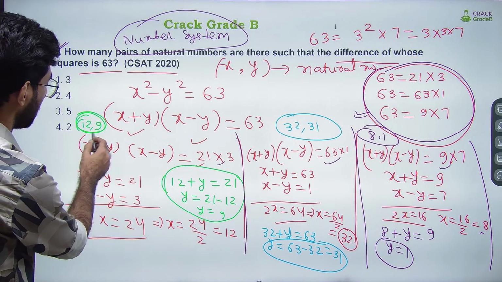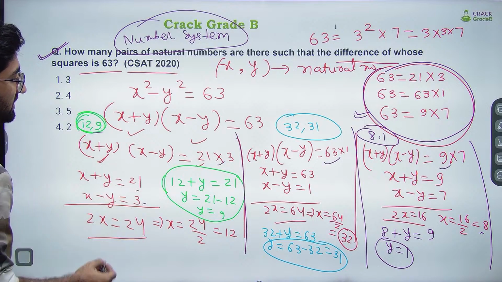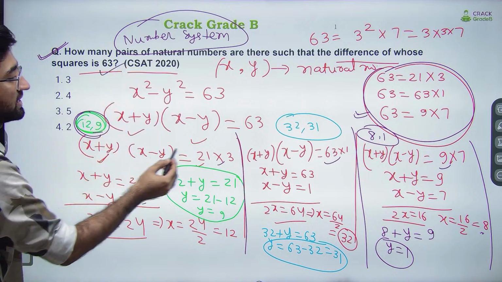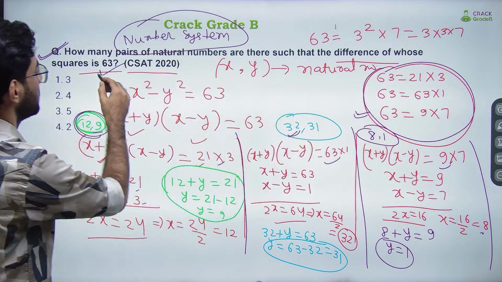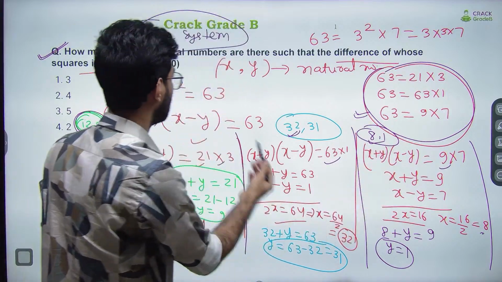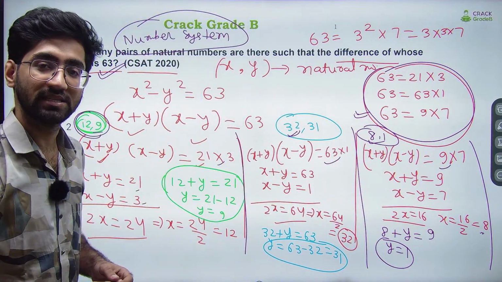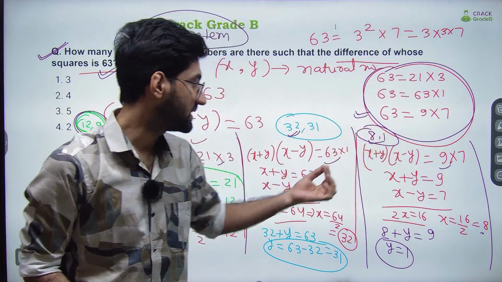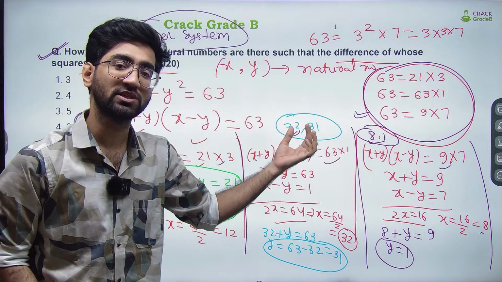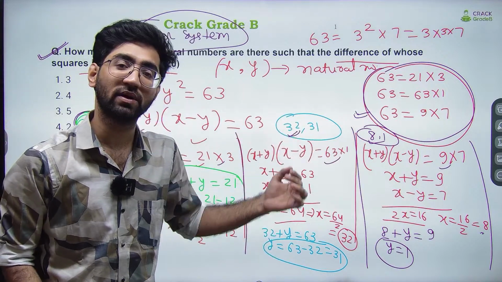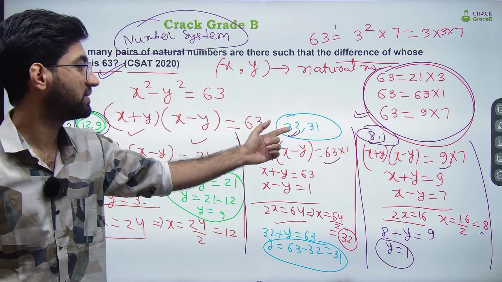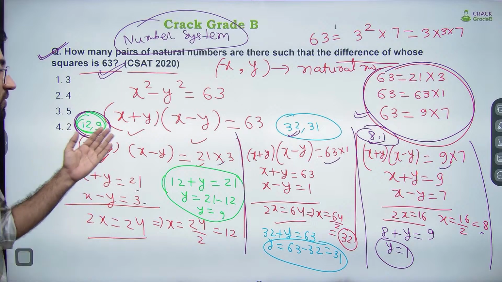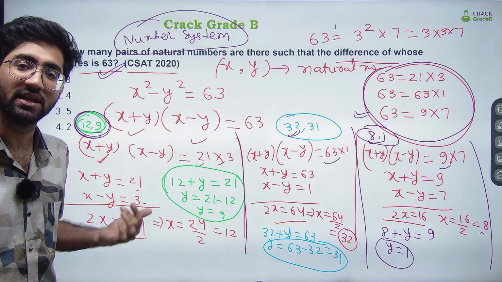See, 12 plus 9 is 21, 12 minus 9 is 3. And even if you cross verify, 12 square minus 9 square, you will get 63. 32 square minus 31 square, you will get 63. 8 square minus 1 square, you will get 63, right? 8 square is 64, 1 square is 1, so the difference is 63. Similarly here, 32 square is 1024 and 31 square is 961, so obviously the difference is 63. Even in this case, 12 square is 144 and 9 square is 81, so again the difference is 63.